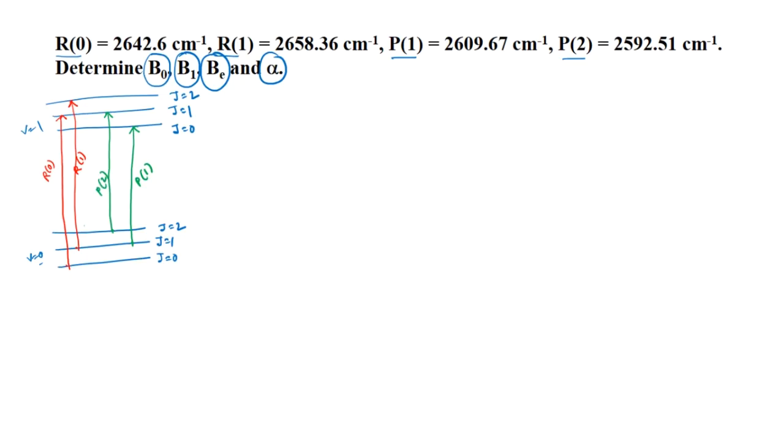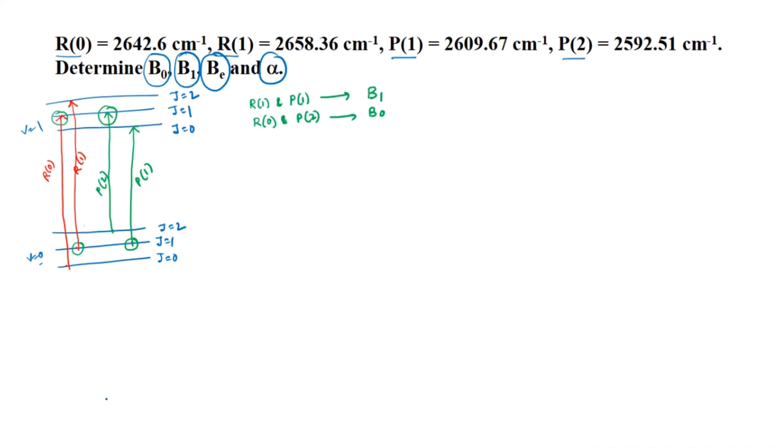We can see that R1 and P1 start from the J equals 1 level of V equals 0. As we have discussed in this lecture, a combination of R1 and P1 should give us information about B1. Similarly, R0 and P2 end in the same final level, J equals 1, V equals 1. So, a combination of these two transitions will give us information on B0.